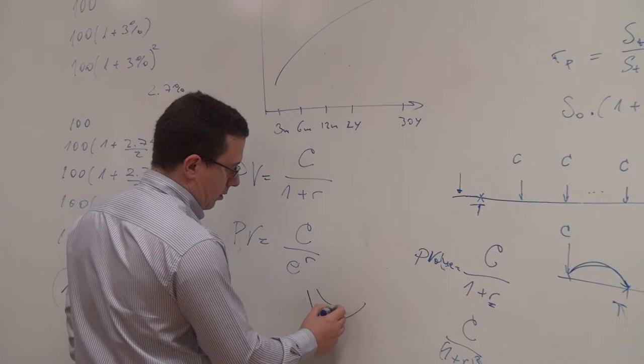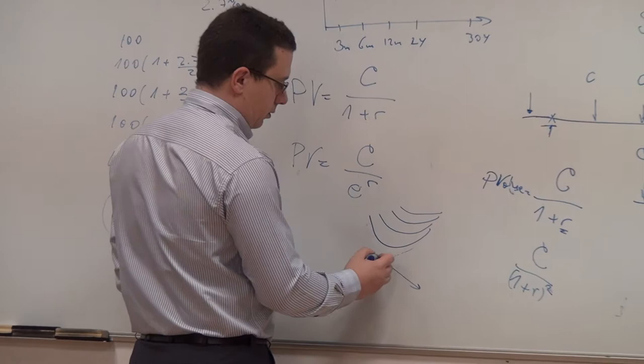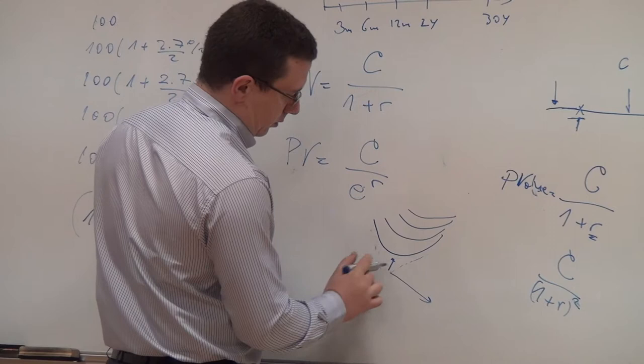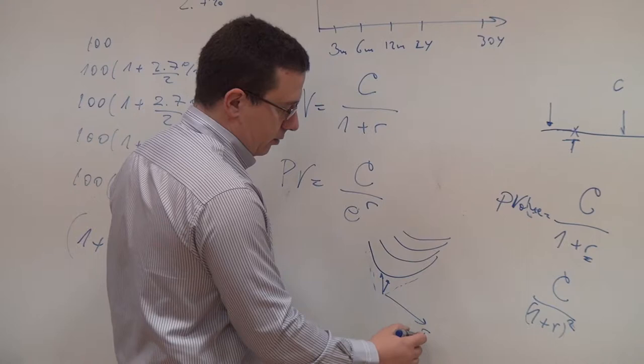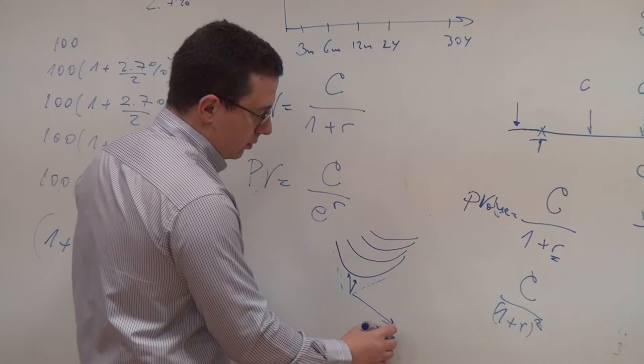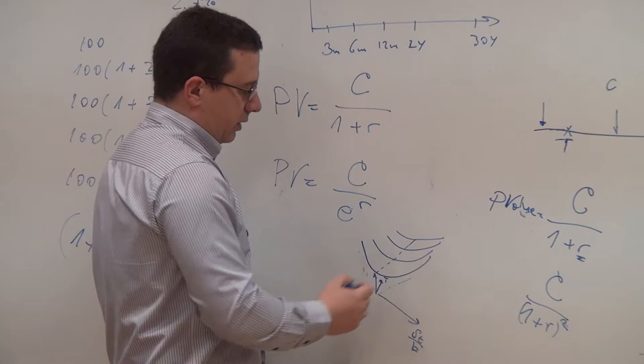It goes something like this. In this direction we have the volatility, in this direction we have moneyness, so S_T over K, and in this direction we have time to maturity. And it turns out that implied volatility is lowest when this ratio is close to 1.